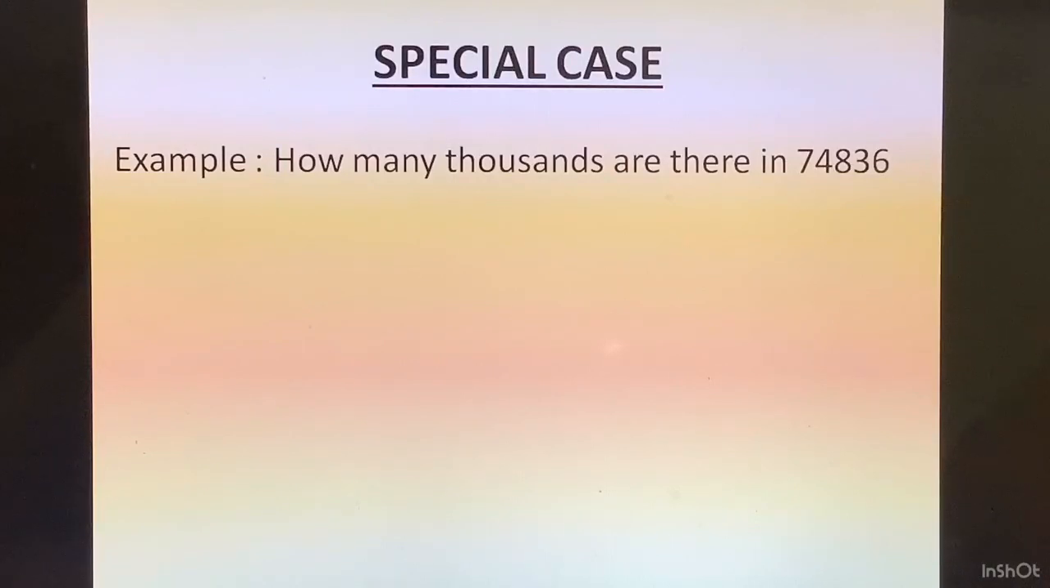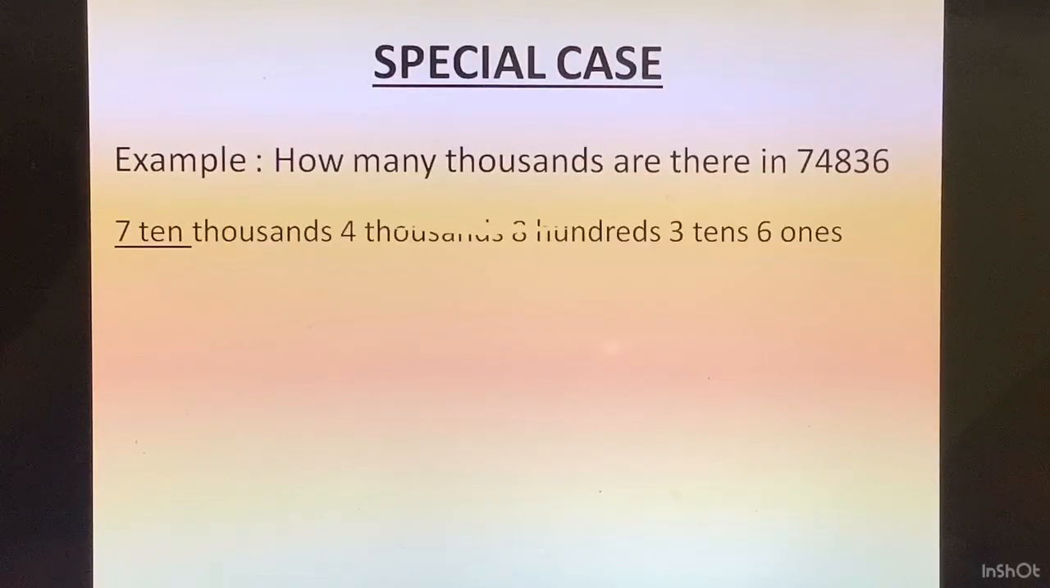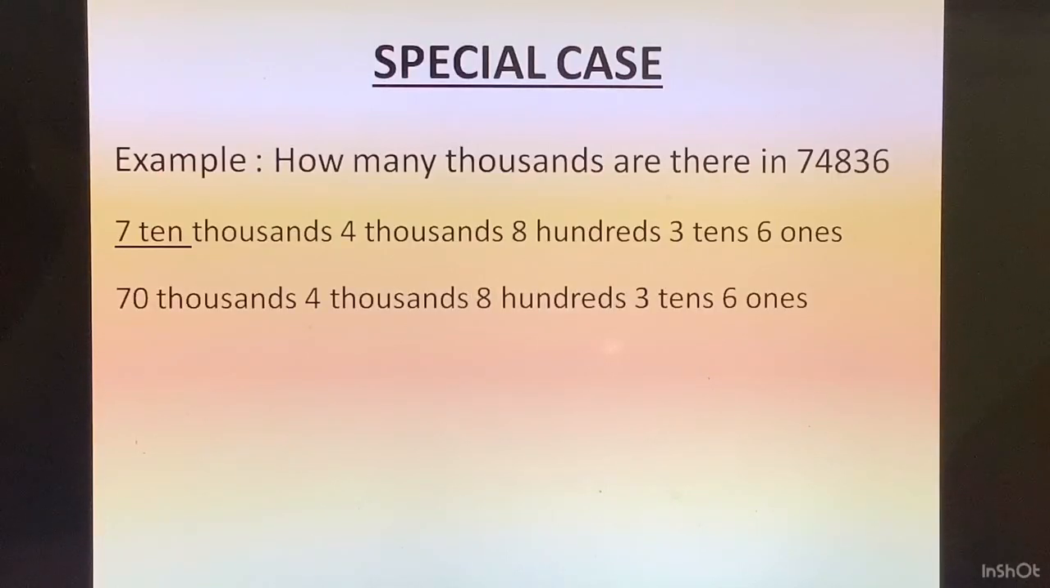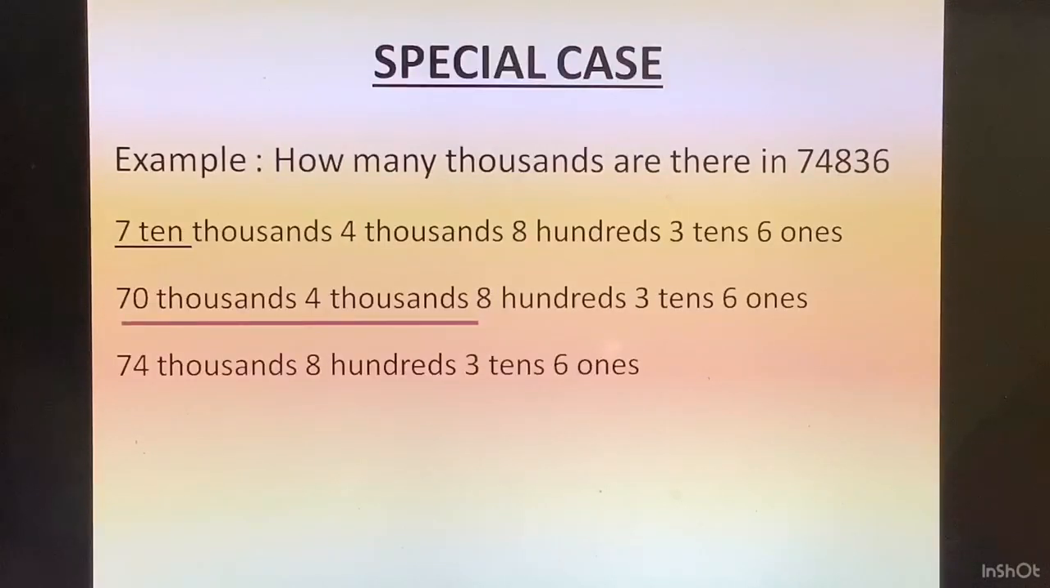Special case. How many thousands are there in 74836? Now this again we'll first write it. It is 7 10,000s, 4 thousands, 8 hundreds, 3 tens, 6 ones. Look at the 7 10,000s. Now 7 10,000s can be written as 70 thousands, 4 thousands, 8 hundreds, 3 tens and 6 ones. Now 70 and 4 thousands, we can add them up and write 74 thousands, 8 hundreds, 3 tens and 6 ones. Now this gives us how many thousands? 74 thousands.